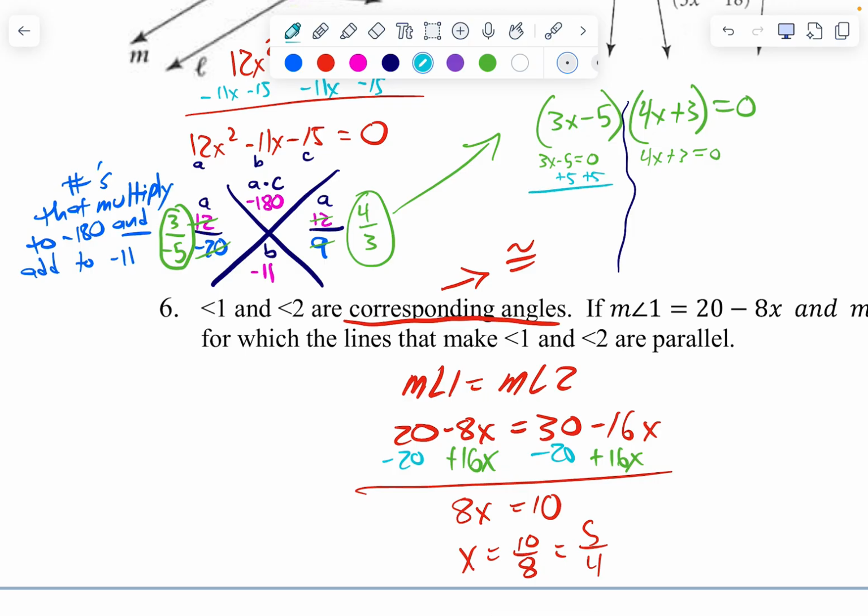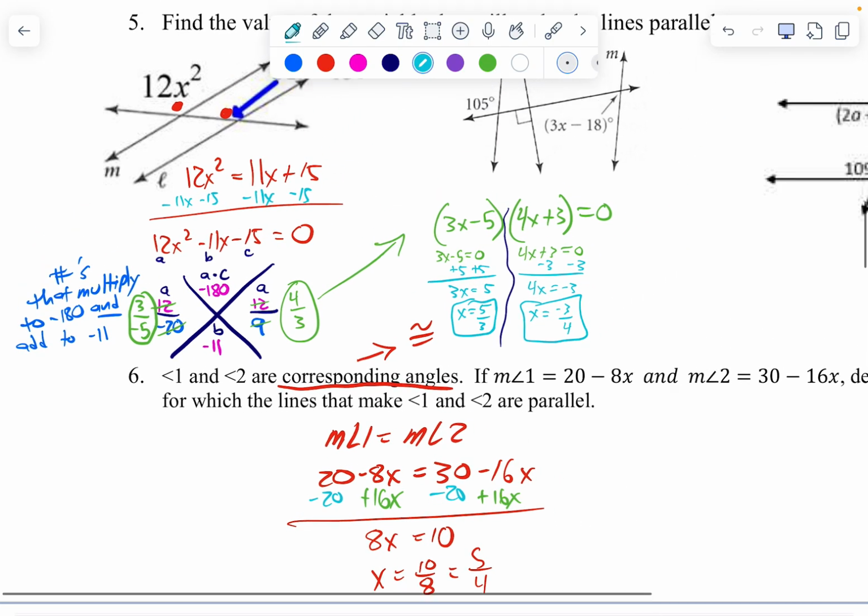So add 5 on this left one and divide by 3. So one of our answers is 5/3. Over here we subtract 3 and divide by 4. And that's another possible answer.